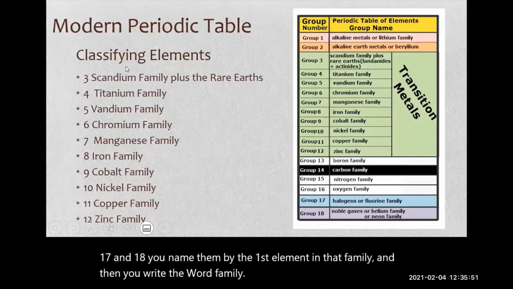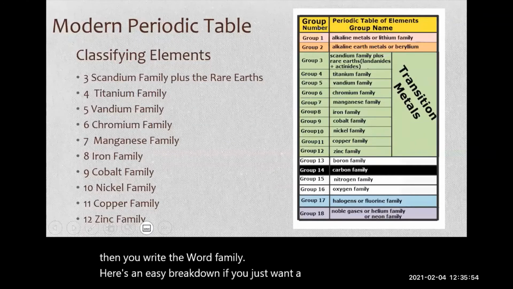Here's an easy breakdown if you just want a nice chart of all the families in the transition metals.